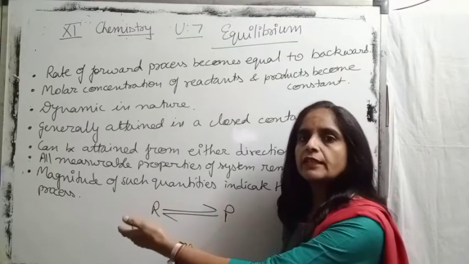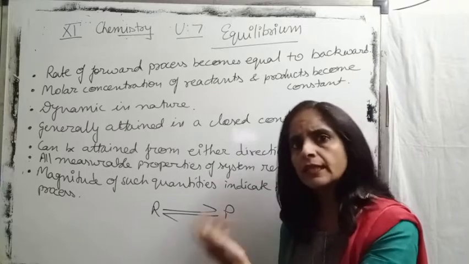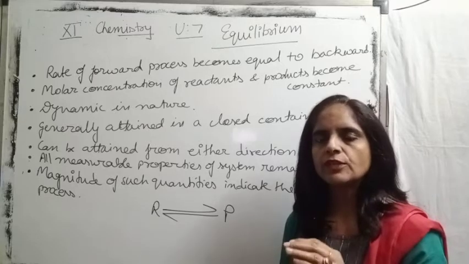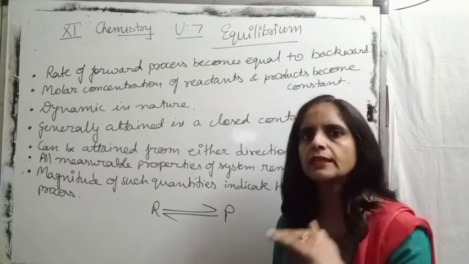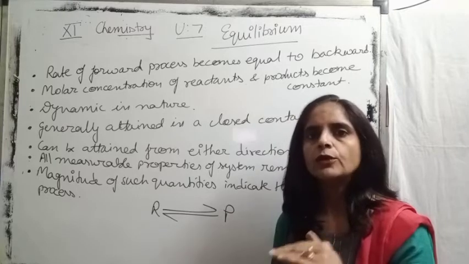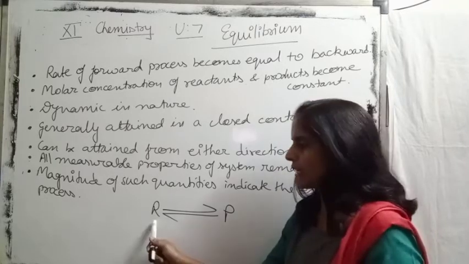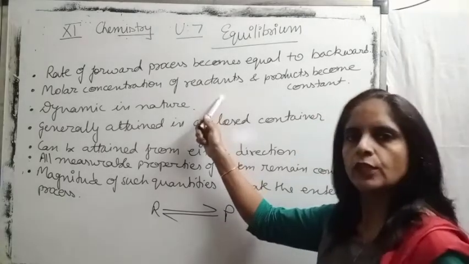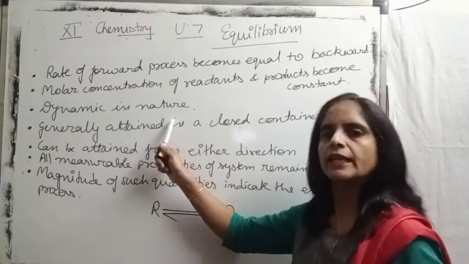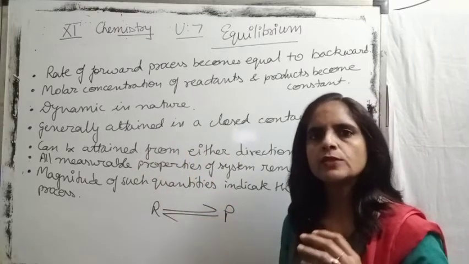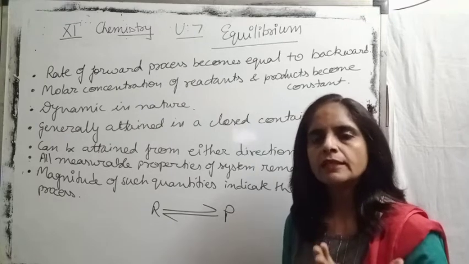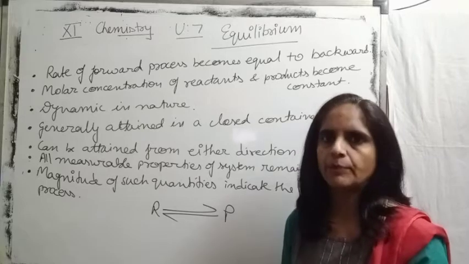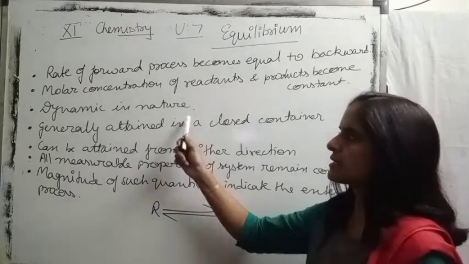Sometimes the concentration of reactant can be more, sometimes product can be more, or they can be equal. Any situation is possible. That's why we use the term that the concentration becomes constant, meaning after reaching this position, no change of concentration of reactants and products is observed. So that is the stage of equilibrium. Then we are saying this is dynamic in nature, meaning the process is still continuing but seems to be static, as no apparent change is happening. That's why we are saying this is dynamic.